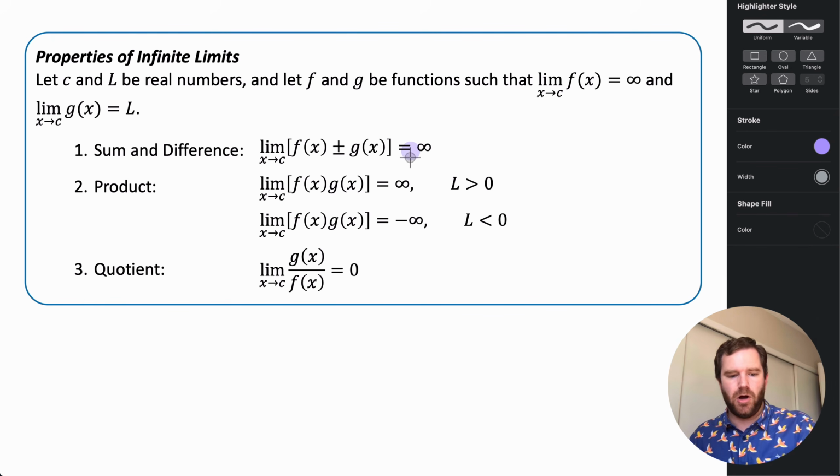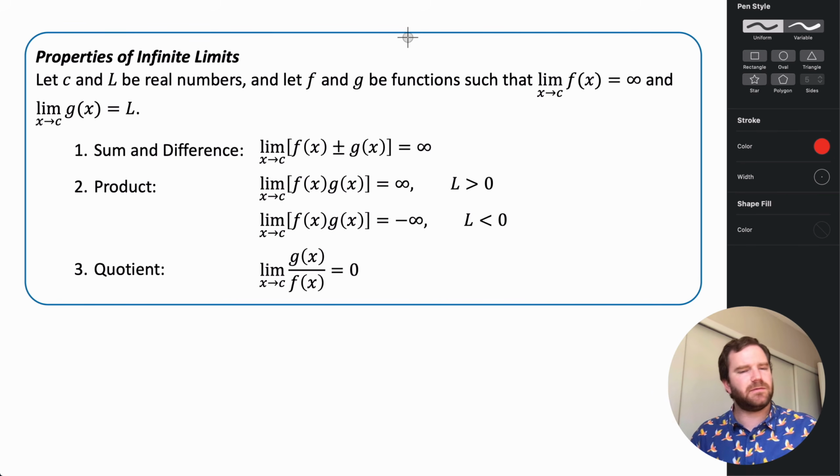So if you add some small number to something infinite or subtract some small number from something infinite, it's still going to be infinity. Product: if you multiply an infinite limit with a constant or with a finite number, that's going to go off to infinity as long as L is greater than 0. If L is less than 0, if your limit is something negative, then it's going to go off to negative infinity.